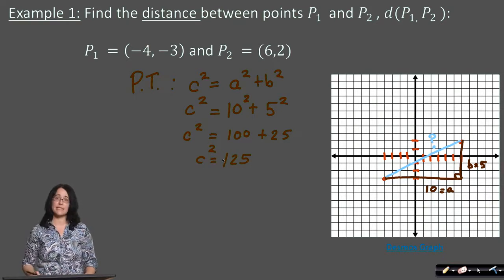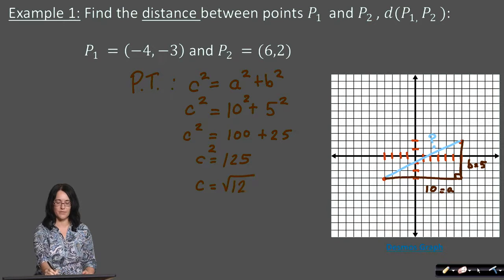But that's not the distance C. That's way too big for C, right? We notice that C should be a little bigger than A and B. C should be a little bit bigger than 5 and 10. But 125 is way too big. And that's because we need to take the, that's right, square root of 125.